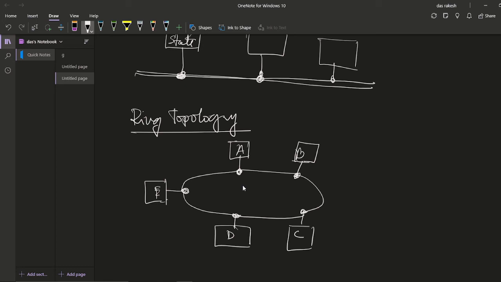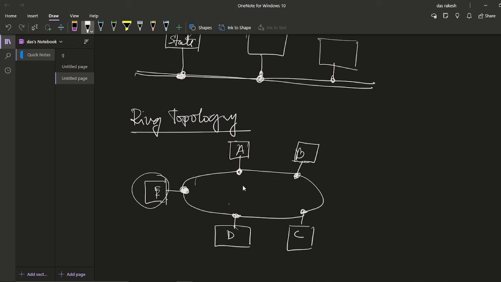Ring is relatively easy to install and reconfigure. Each device is linked to only its immediate neighbors. That means in a ring topology, every computer shares 2 neighbors. For E, the neighbors are A and D. For A, the neighbors are E and B. For D, the neighbors are E and C. So in a ring topology, each device has a dedicated point-to-point connection with only 2 devices on either side of it.